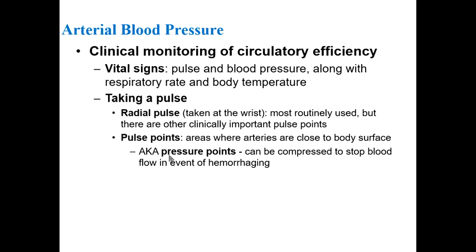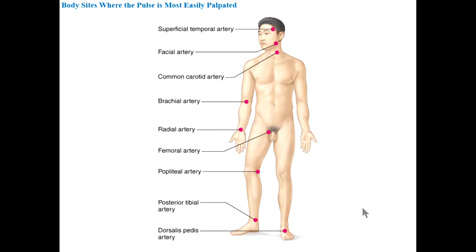Pulse points can also be called pressure points because that's a good area to compress to stop the bleeding in the case of hemorrhaging. So here's the most common location, the lateral side of the wrist near that radial bone. We can take a radial pulse. We also take pulses on the common carotid artery, especially during CPR. That's a good location. In infants, we use the brachial artery kind of on the inside of the arm here.